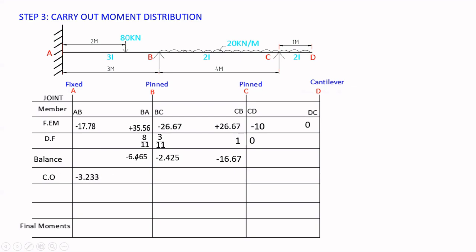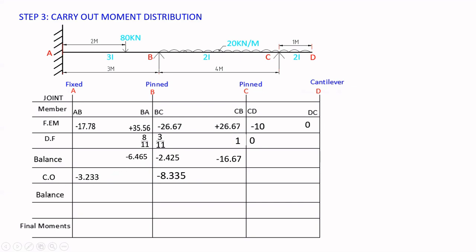So next we do the carryover. Half of this goes to this side. We are distributing on this side, carryover on this side. So half of negative 16 again comes to this side.